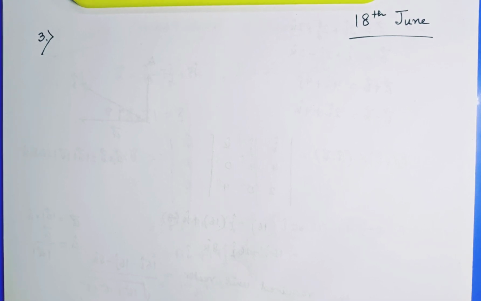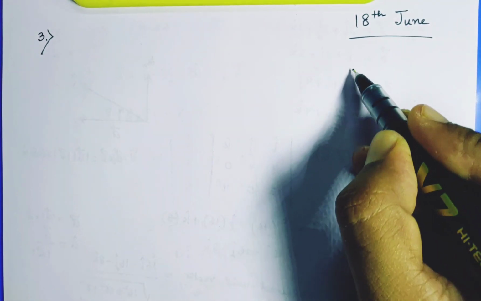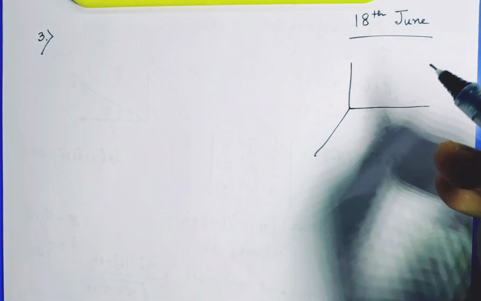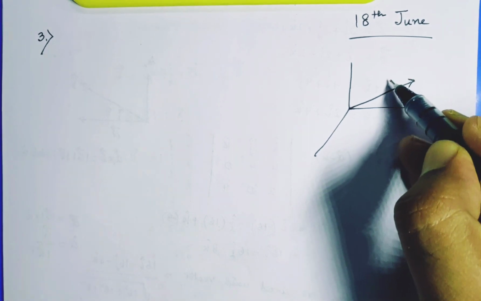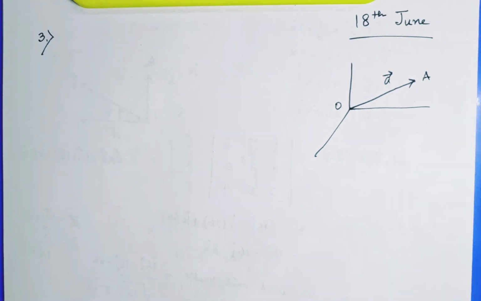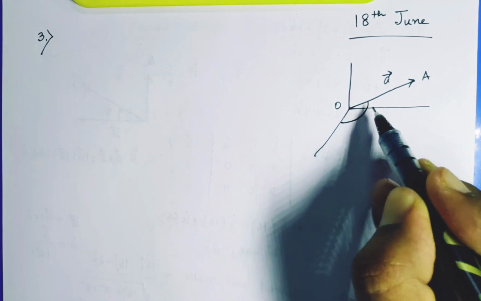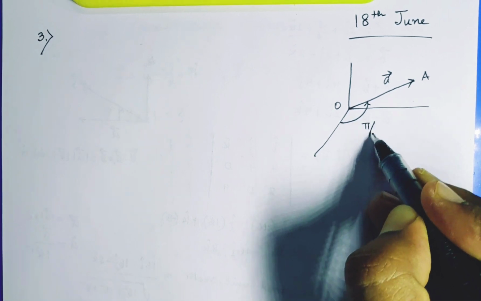of A vector. So they have told you that there is a vector A, and it's a unit vector. We don't bother about that thing. So this is A vector. Let's say this is 0 to A. Clear? So now it says that it makes, what is the angle with x-axis? The angle is pi by 3.